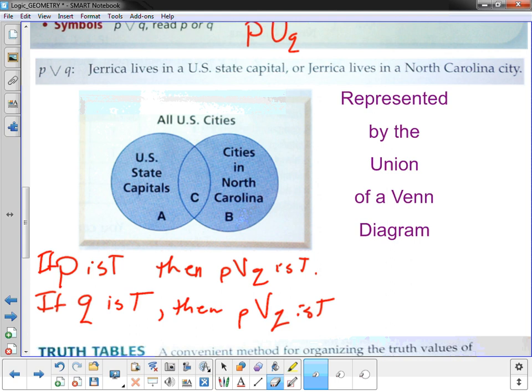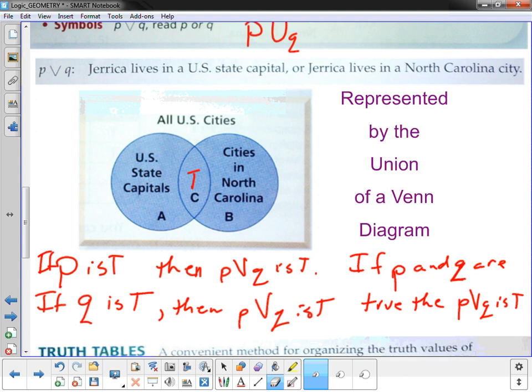If it happens to be the fact that both of them are true, so if P and Q are both true, then P or Q is true. It's just going to still be a true statement. So if she happens to live in a U.S. capital that happens to be a city in North Carolina, it's still true. The only way I get a false when it's a disjunction is if both statements are false.